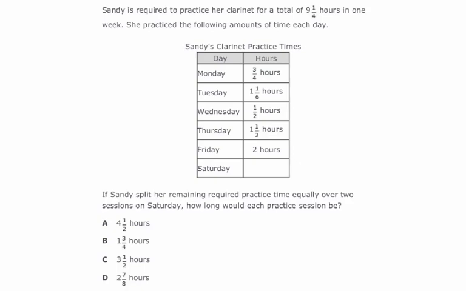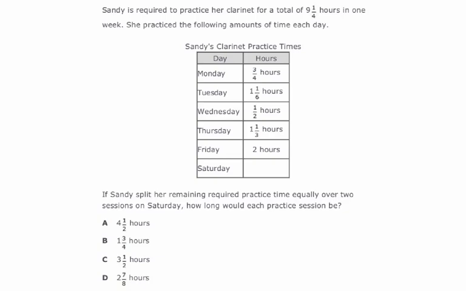Sandy is required to practice her clarinet for a total of 9 1/4 hours in 1 week. She practiced the following amounts of time each day. So in the table here we've got the list of all of her practice times. And then it says if Sandy split her remaining required practice time equally over 2 sessions on Saturday, how long would each practice session be?